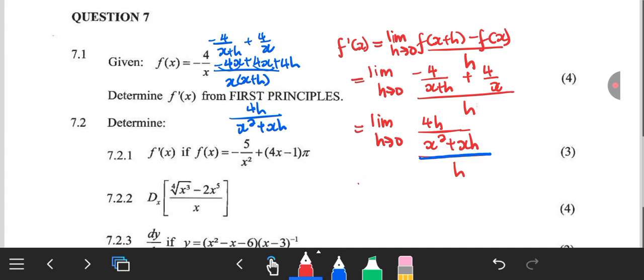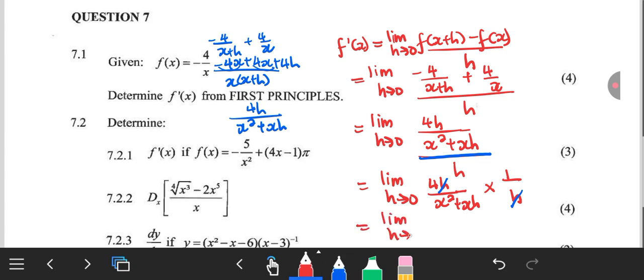Okay, now we're having a fraction over a fraction, right? So this is the same thing as saying limit as h is approaching 0, 4h over x squared plus xh. You know, when you're dividing fractions, you introduce multiplication and then you flip the second fraction. And what happens here is that this h will get rid of that h, right? So now what are we left with? We are left with limit as h is approaching 0 of a numerator of 4 and a denominator of x squared plus xh.